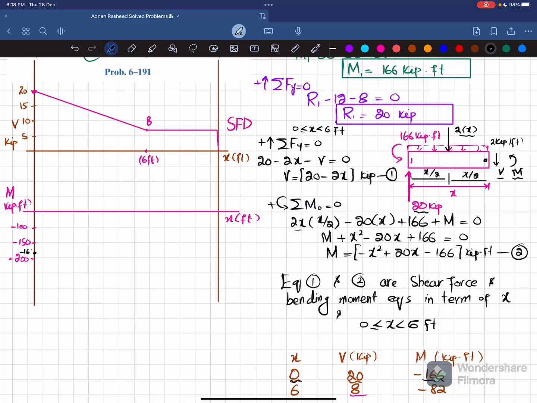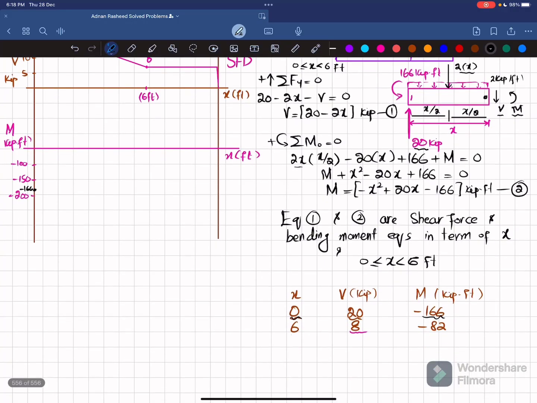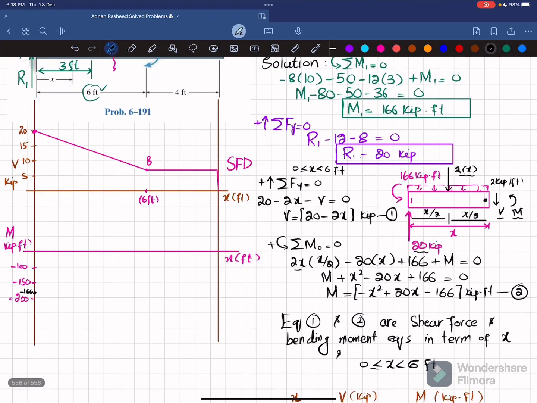This is minus 166. And for x is equal to 6, we have moment is minus 82. So let minus 82 be this point. Minus 82 kips into feet. Now you can see that shear force is a linear line with slope decreasing. So bending moment will be a second degree curve, and it will be in clockwise rotation direction. So we'll join these 2 points by using a curve.